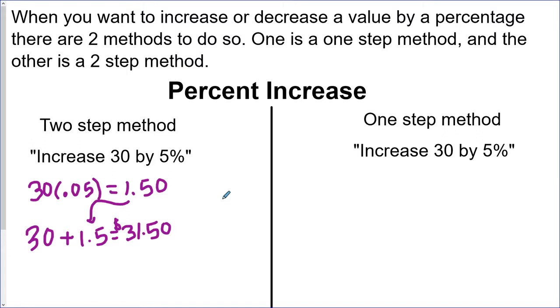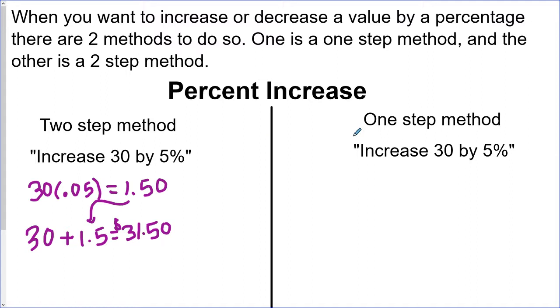You take your number, you multiply it by the percent you want to figure out. So if I want to increase it by 5%, I multiply it by 0.05. If I want to increase it by 15%, I multiply it by 0.15. Because again, what I'm doing is I'm taking the number and increasing it by 5% of itself. So I first need to figure out what is 5% of itself, or 10%, or 20%.